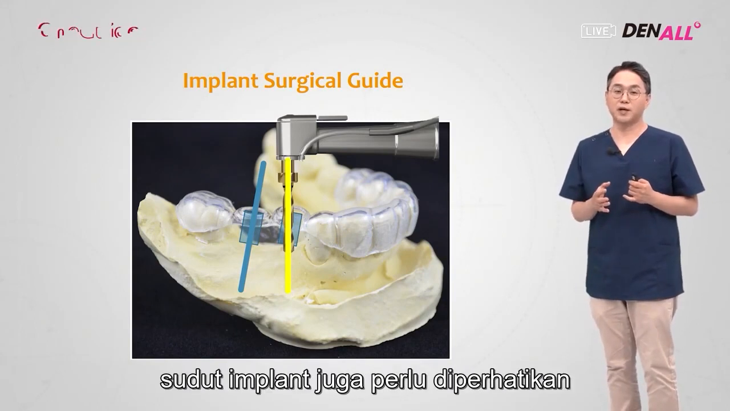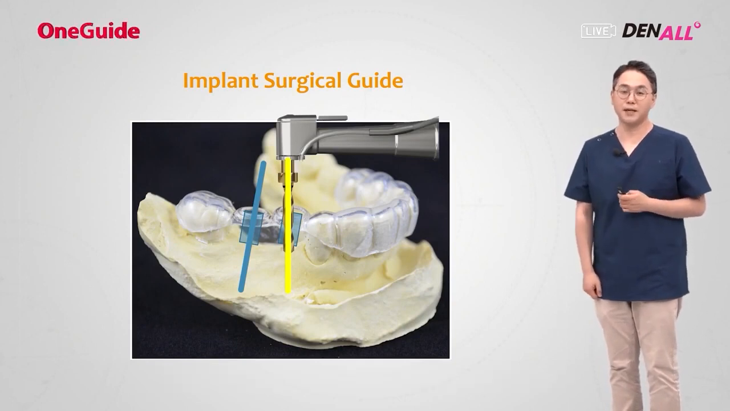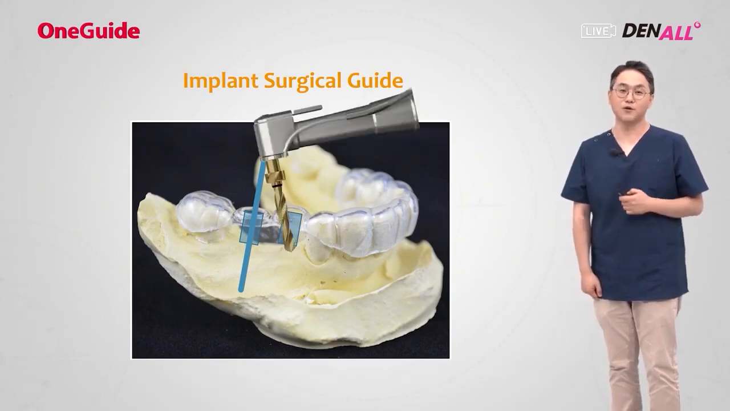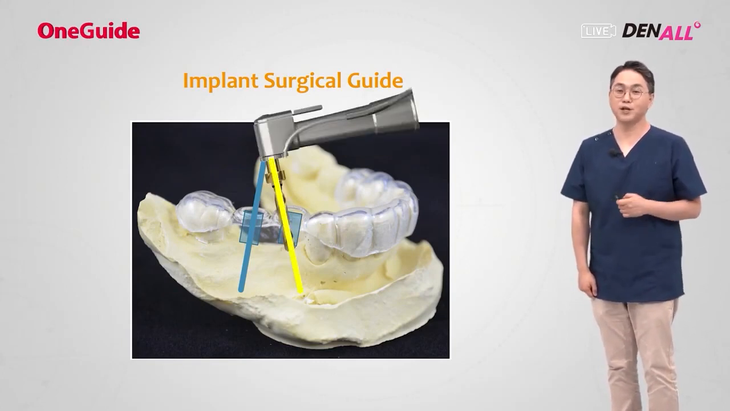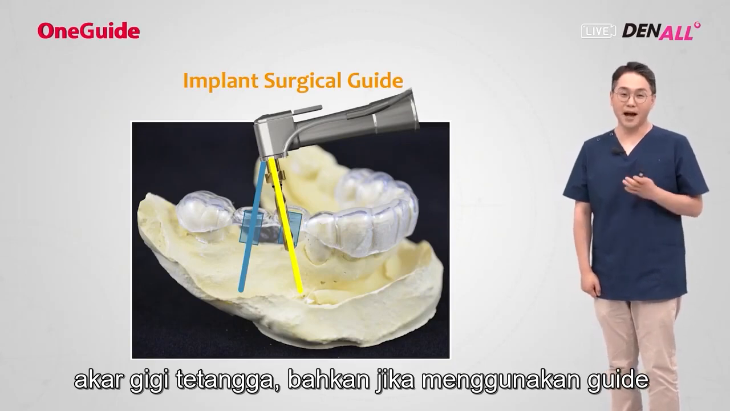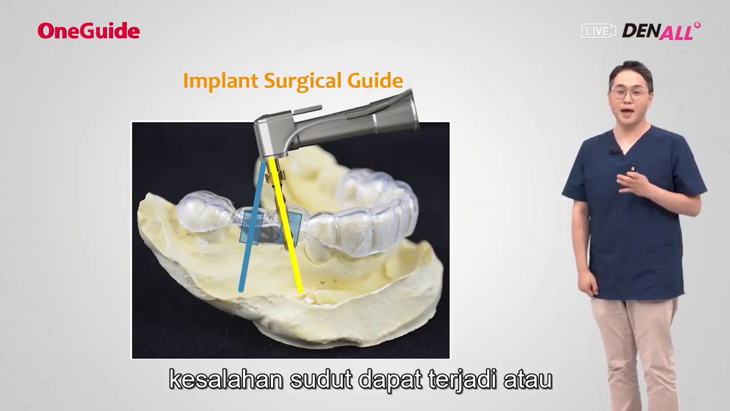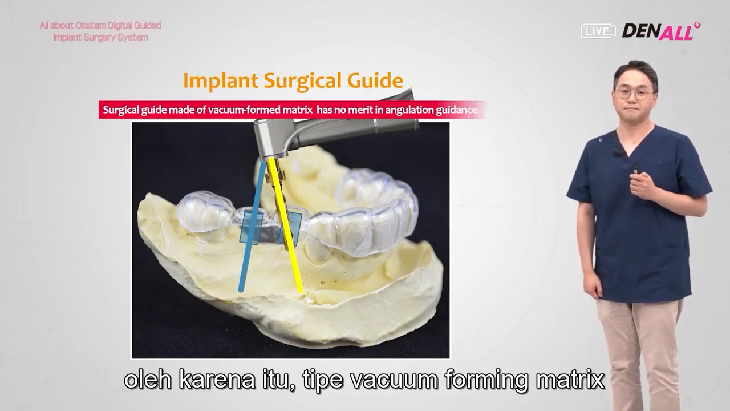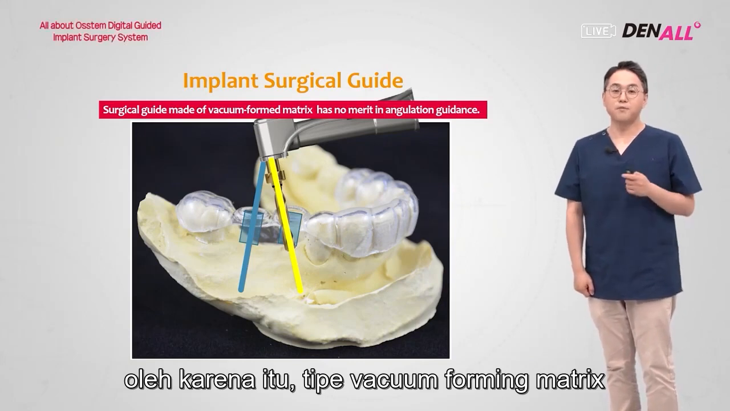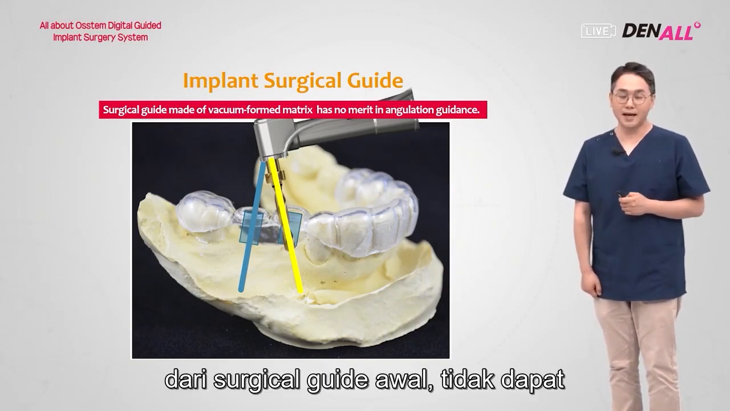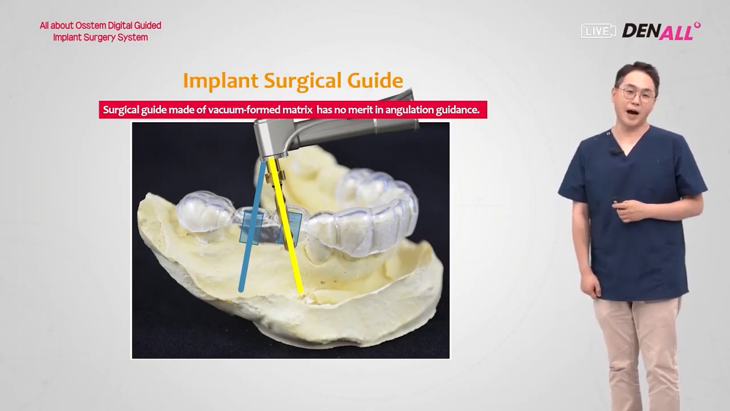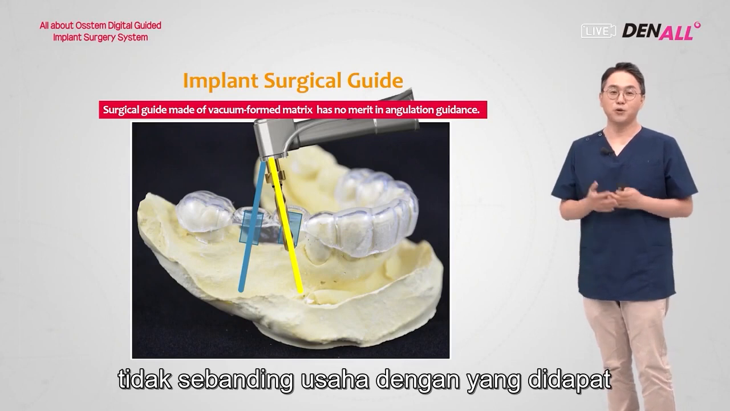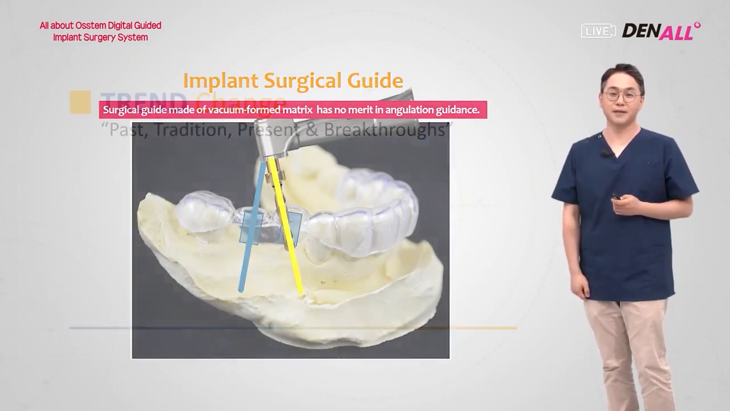Even if the position is good, implant angulation also needs to be considered. So in an early stage guide, you cannot control angulation. In a severe case, it would damage the roots of adjacent teeth. Even if you use the guide, the angulation can be wrong or you cause complications. Therefore, with a vacuum forming matrix type of early surgical guide, you will not be able to control angulation, so it's not frequently used. ROI, compared with the effort, you get not much.